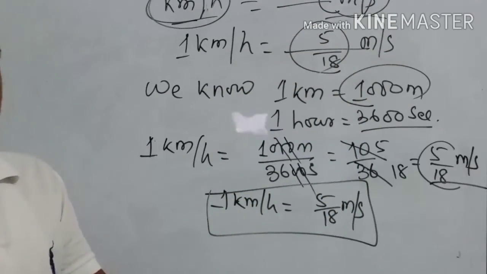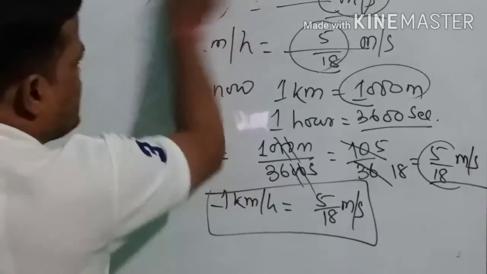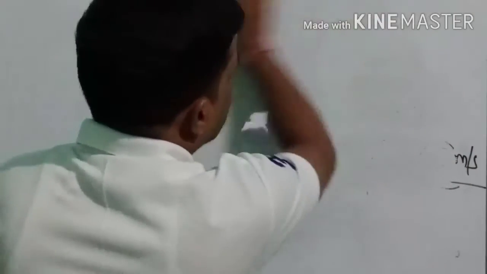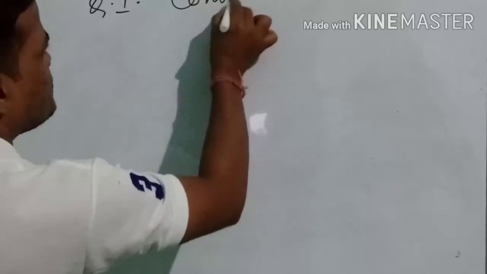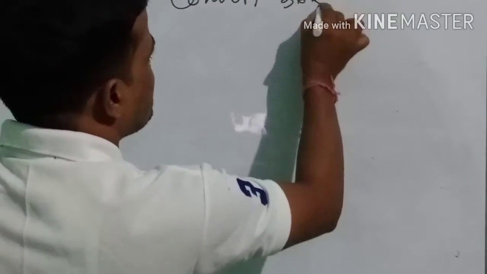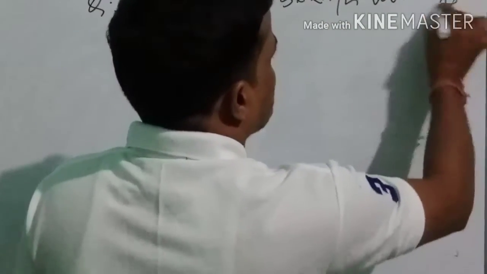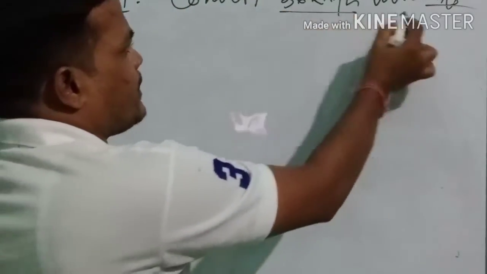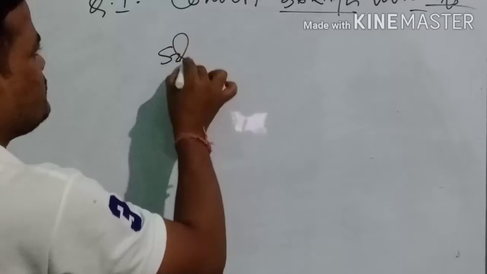Okay, now let us see some questions regarding this. Question number 1. You will be given: convert 36 kilometer per hour into meter per second. Suppose you are asked to calculate 36 kilometer per hour into meter per second. Then how to calculate? Let us see the solution.